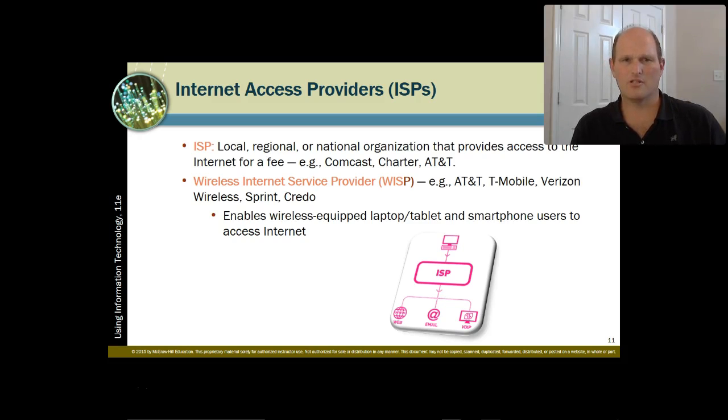So an ISP is just a local, regional, or national organization that provides access to the internet for a fee. And of course, this is like Comcast, Charter, AT&T. I mean, you can probably think of several more than I can. Wireless Internet Service Provider, or WISP, is AT&T, T-Mobile, Verizon Wireless, Sprint, Credo. There's several of them that do the wireless internet provider, and this is where you would have probably a hotspot.